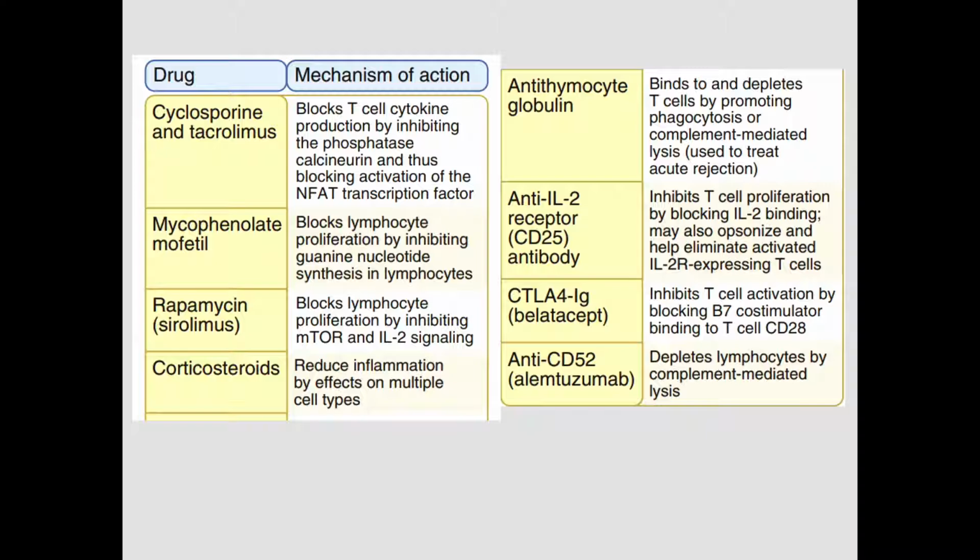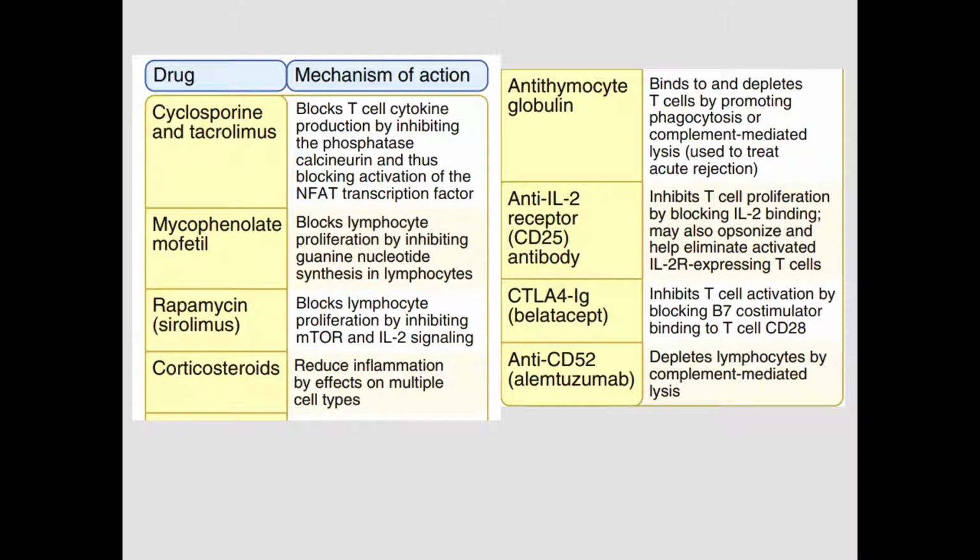So for a general overview, we do have cyclosporine and tacrolimus, which inhibit calcineurin, and IL-2 will be suppressed. We do have mycophenolate, which will target nucleotides, guanine mostly, and decreasing guanine nucleotides in lymphocytes will cause their apoptosis, and actually there won't be proliferation of lymphocytes.